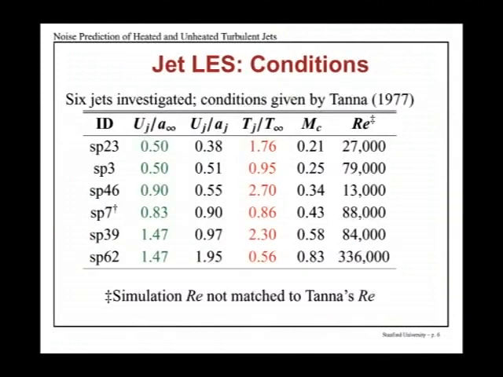And so this is a matrix of conditions that we have simulated, that I showed you, a range of acoustic Mach number 0.5 going to 1.5, and cold and heated cases. These are the Reynolds numbers. Note that these cases correspond to these test points from TNAC. Of course, the Reynolds numbers are not matched relative to TNAC's cases, where the Reynolds numbers are considerably larger.